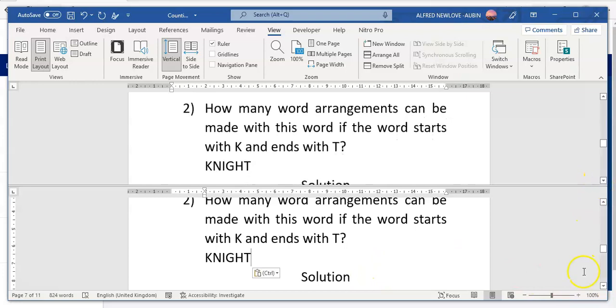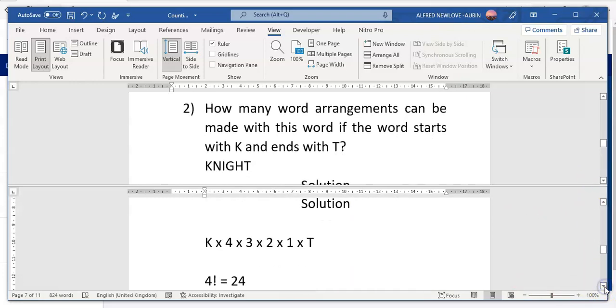Okay, how are we going to answer this question? The question says it starts with K and ends with T. How many letters are used? 2. Okay, let me start again. It starts with what? K and ends with what? T. But night is how many letters? 1, 2, 3, 4, 5, 6. So it means we have 6 spaces. But the first space is occupied by K.